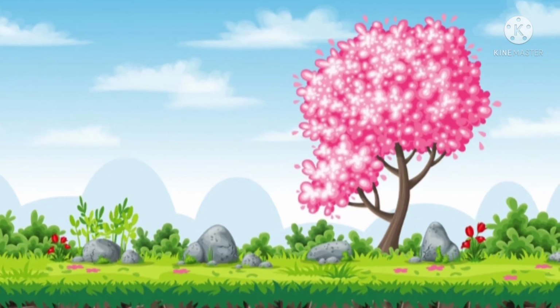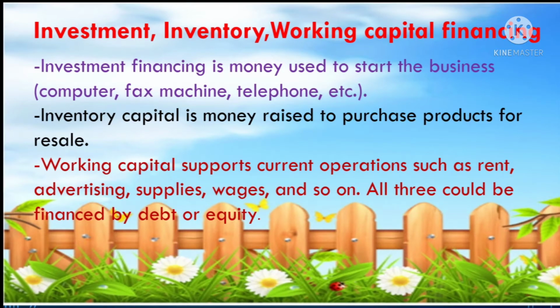The last form of external financing is investment, inventory, and working capital financing. Investment financing is money used to start a business or to buy a computer, fax machine, telephone, and so on. Inventory capital is money raised to purchase products for sale. Working capital supports current operations such as rent, advertising, supplies, wages, and so on. All three could be financed by debt or equity.